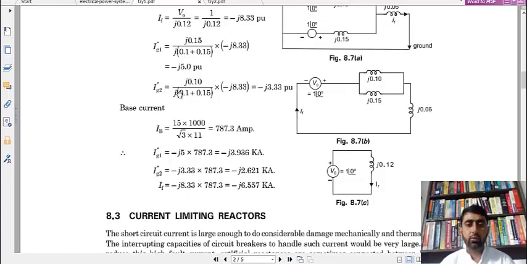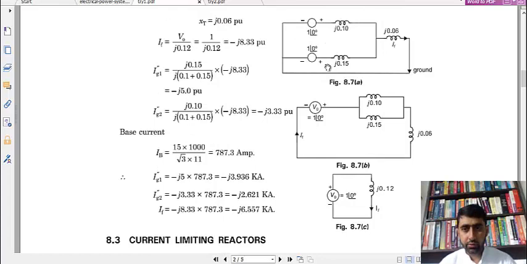Similarly, Ig2 will be this impedance divided by the summation of these two impedances, multiplied by the current. It will be equal to J3.33. You can also calculate it by subtracting this current from the total current; it will be the same. Now we can calculate the currents in actual values. Base current will be equal to 15 into 10 to the power 3 divided by root 3 into 11. It comes out to be 787.3 amperes. So Ig1 will be equal to 3.936 kiloamperes, Ig2 will be equal to 2.621 kiloamperes. Similarly, IF will be the summation of these two, that is 6.557 kiloamperes.